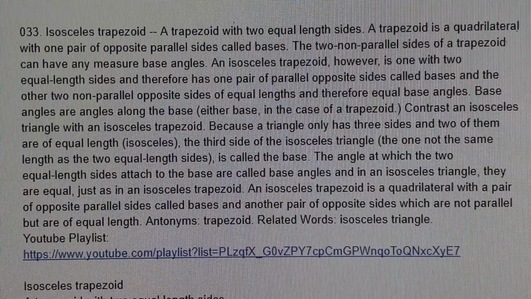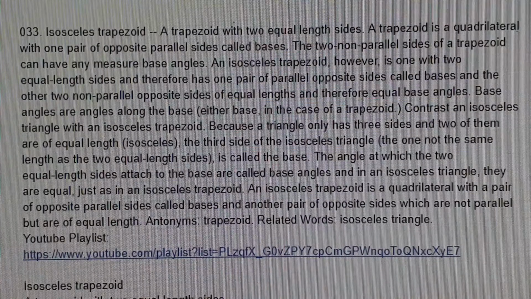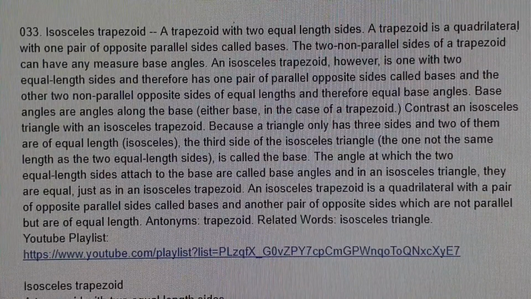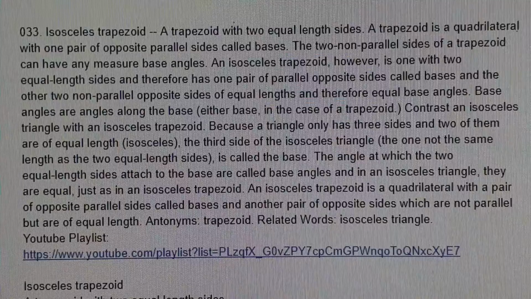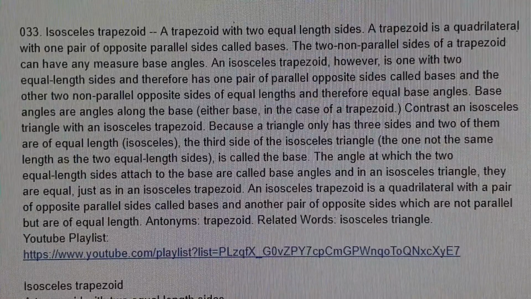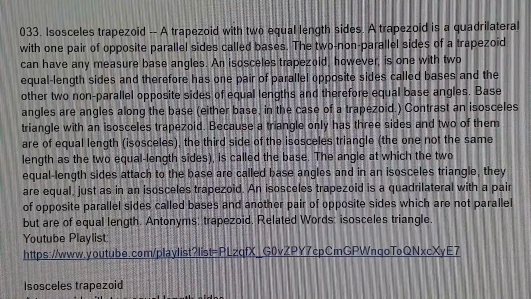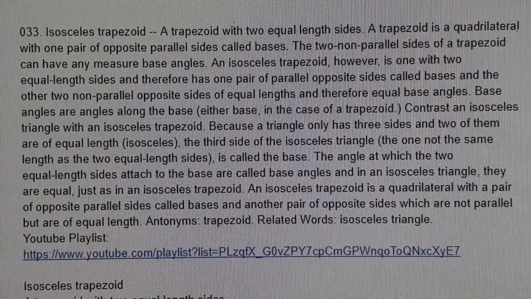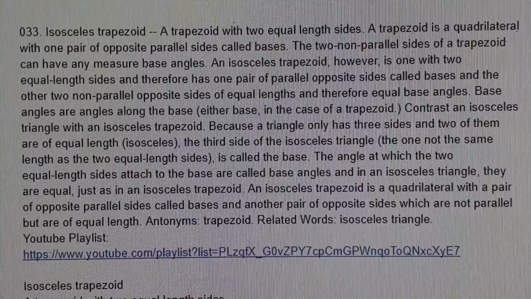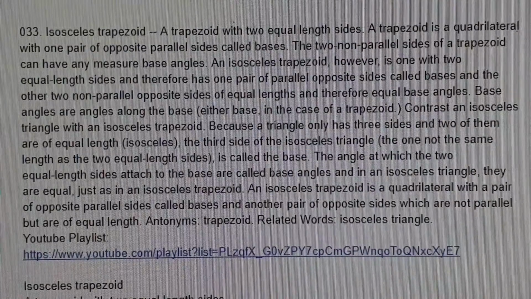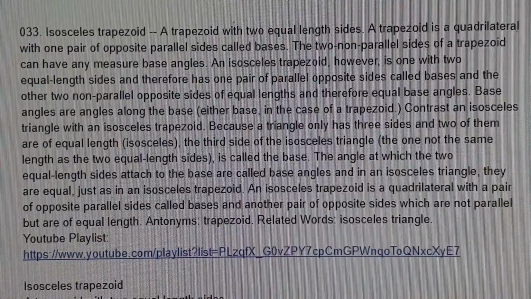An isosceles trapezoid, however, is one with two equal length sides and therefore has one pair of parallel opposite sides called bases, and the other two non-parallel opposite sides of equal lengths and therefore equal base angles. Base angles are angles along the base (either base in the case of a trapezoid).